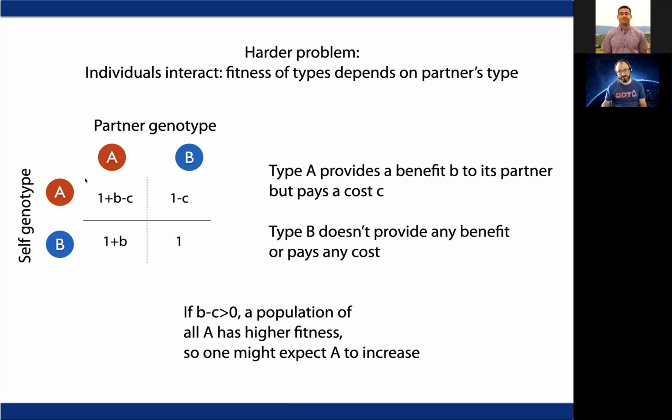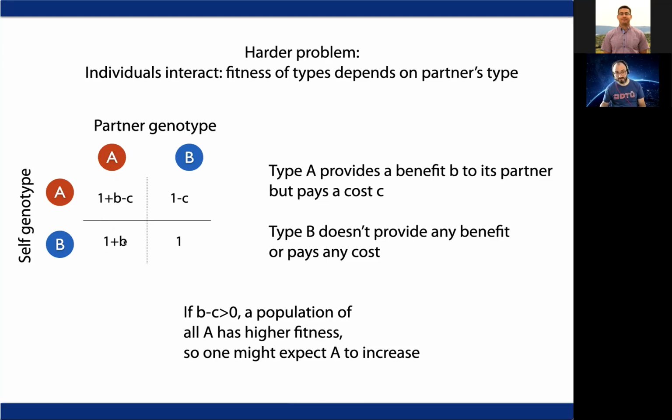But A's in the story, whoever they interact with, A's give out a benefit to them. A's are sort of cooperative. They are nice. They give candy to whoever they meet. So if your partner is an A type instead of a B type, you get a benefit B. And in this case, I assume you get that benefit regardless of what your own type is. So both A's and B's get a benefit B from their partner.